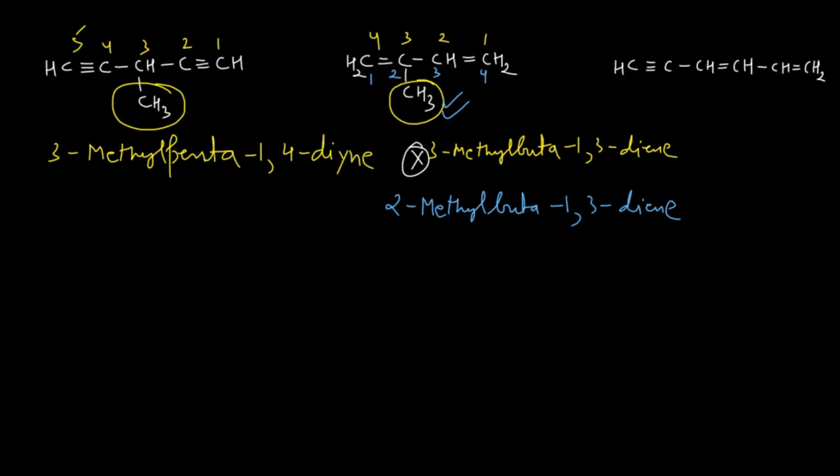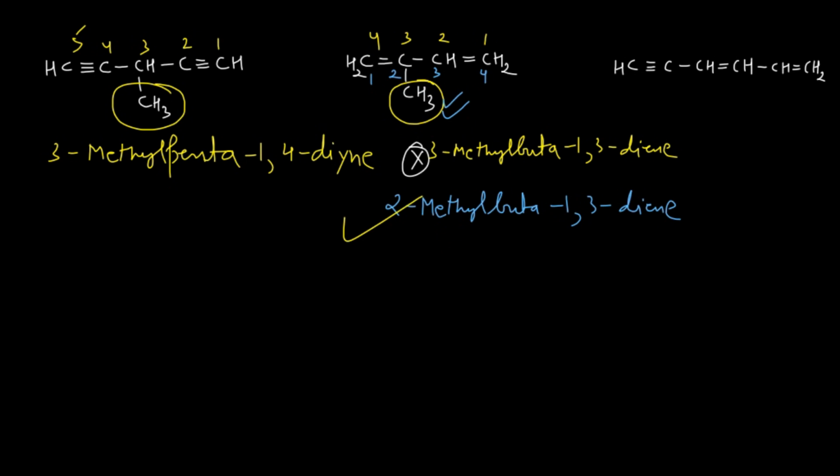So this is the lowest set of locants, which is 2, 1 and 3. Here it is 3, 1, 3, which is not the correct one. So the correct IUPAC name of this compound is 2-methyl buta-1,3-diene. This is the correct one.